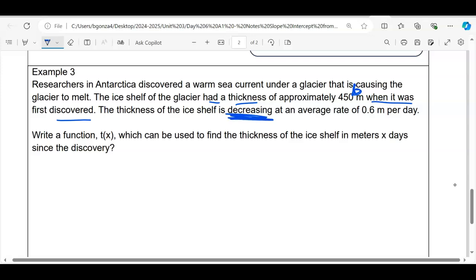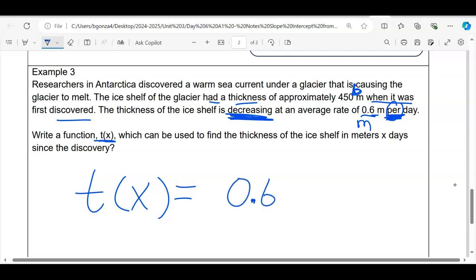Decreasing. Does everyone see that word? Does that mean it's changing? Decreasing. At an average rate of 0.6, say it, per day. Okay, so this is a changing word, so this is my M. Now, it tells us to write it as T of X. So I'm going to write T of X. Now look, I'm going to write this, and let's see if it's right. My M was 0.6 X, and my B was 450.